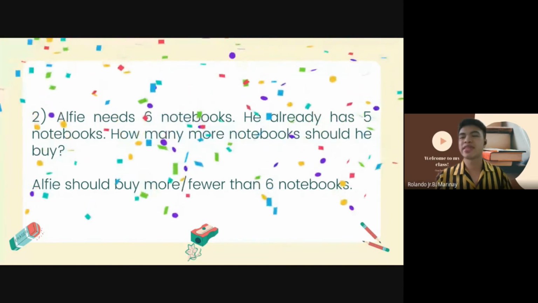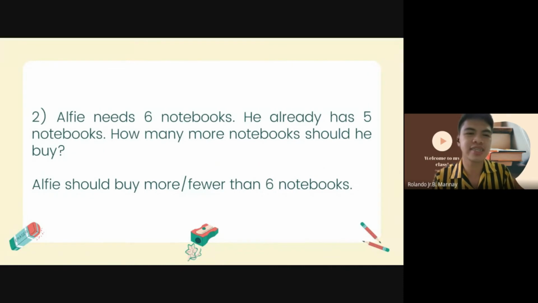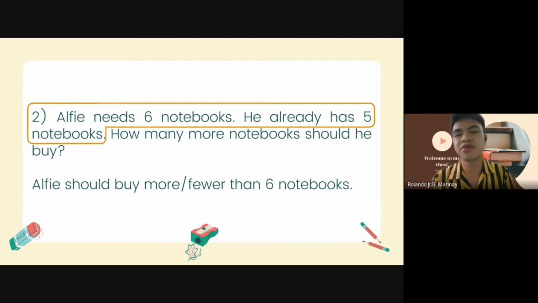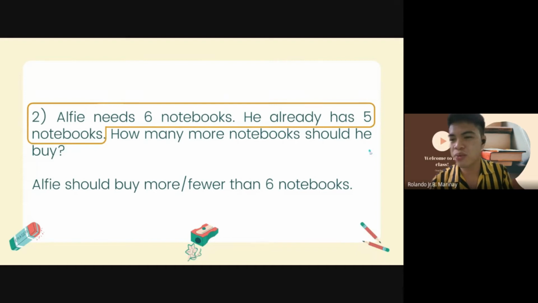But now we're going to analyze first. We're going to understand first the problem, which is the information part and which is the question part. Here the information is the first part, of course. Alfie needs 6 notebooks. He already has 5 notebooks. That is the information part. And then what is the question part? We're going to underline the question part, right?